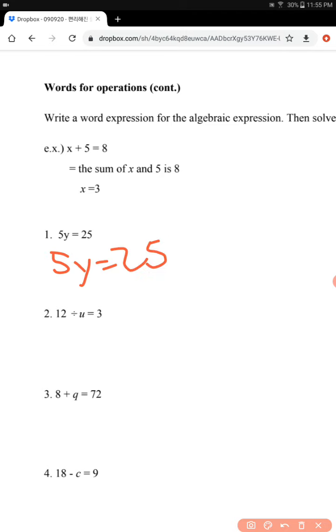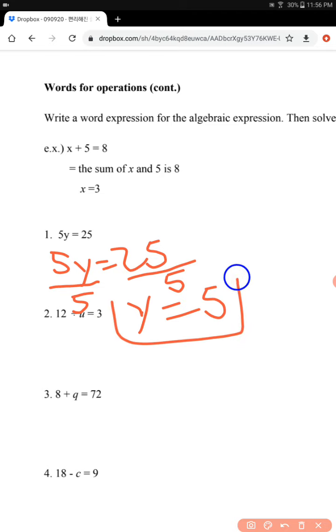So 5 times y, and then divided by 5 again, would just, let me write that down. Dividing by 5 again would just leave it as y. They would cancel out. And then, since we're dividing by 5 on this side, we divide by 5 on that side. And we get 5 as our answer.